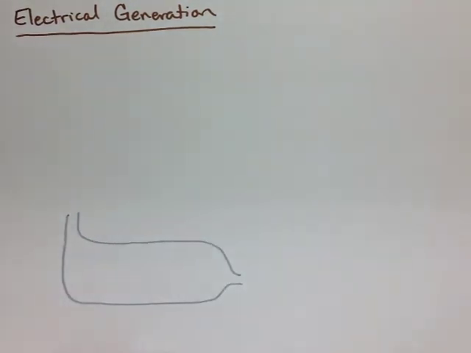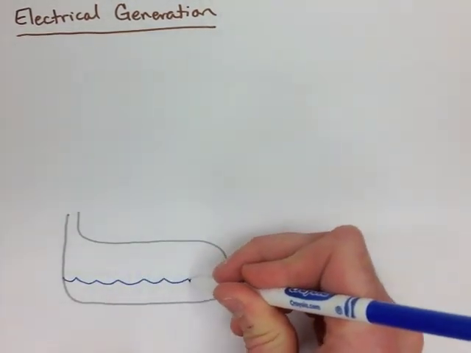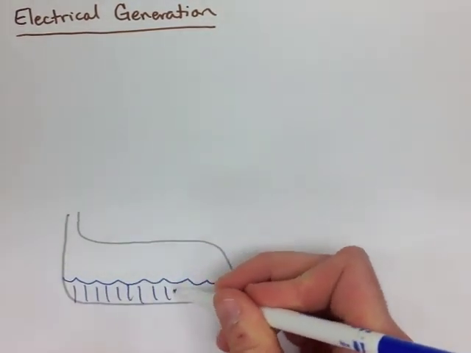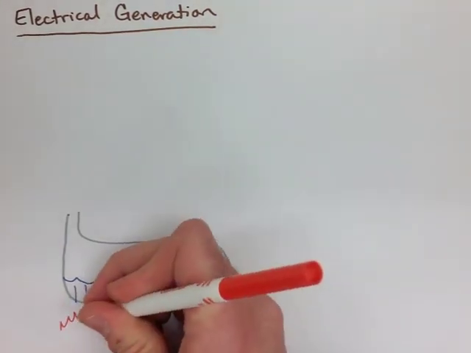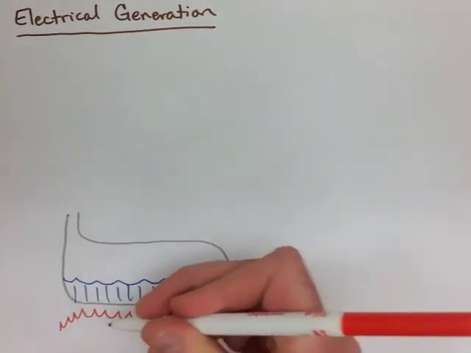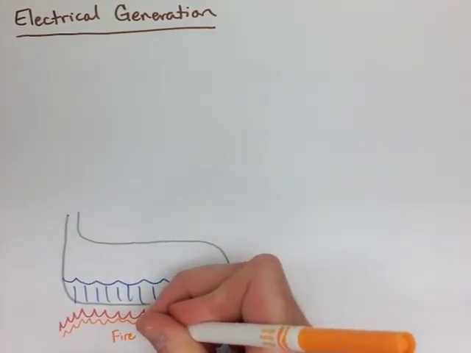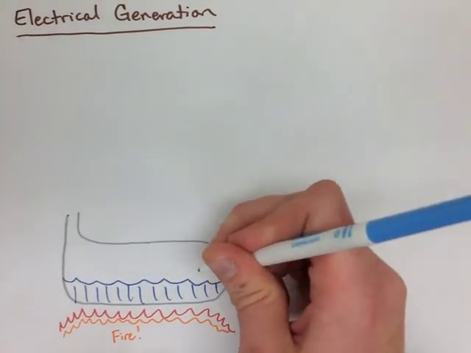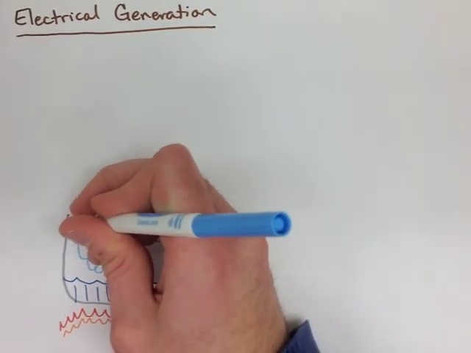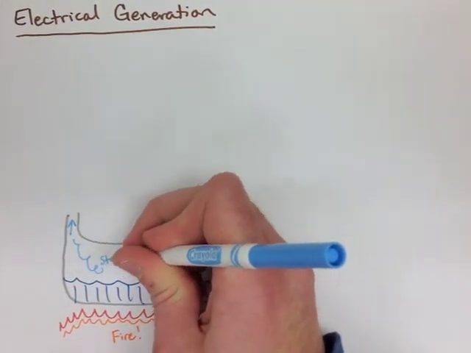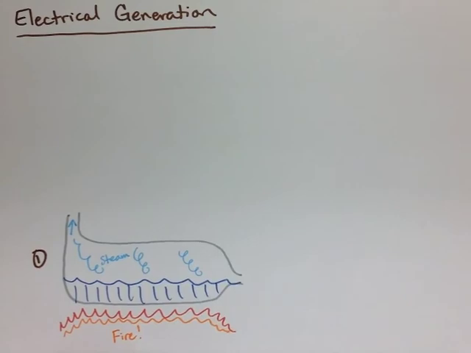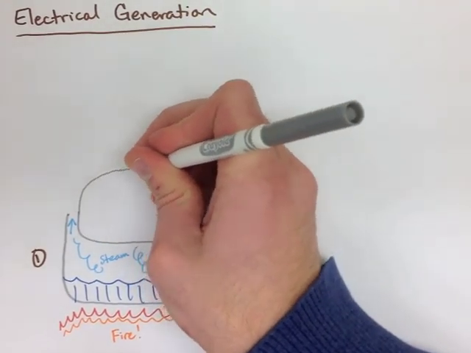So the first thing is we have a large holding tank that holds a big body of water. Now underneath the water we have to heat it up somehow, and here we're going to draw some fire in. So you have red and orange fire and it's hot. It's going to heat that water up, and the water is then going to turn into steam. Now the steam rises because warm things rise. That's the first part of this.